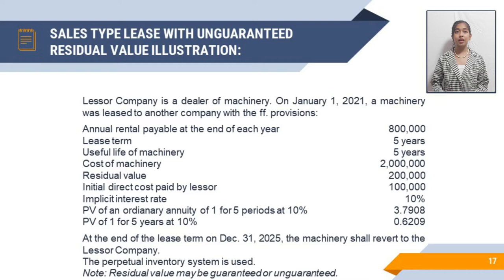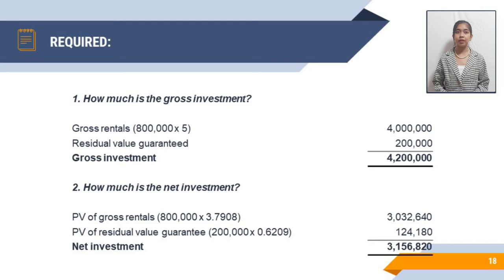We are now done in the sales type lease with residual value guarantee. Ngayon naman is unguaranteed residual value. We will be using the same illustration from the previous slide para mas ma-distinguish natin na may pagkakaiba sa pagsasold between unguaranteed and guaranteed residual value. So, here are the following requirements. Here is the computation of gross investment, net investment, and unearned interest income. Observe that their total amounts are just the same whether the scenario is guaranteed or unguaranteed residual value, kung saan yung gross investment is still 4,200,000.